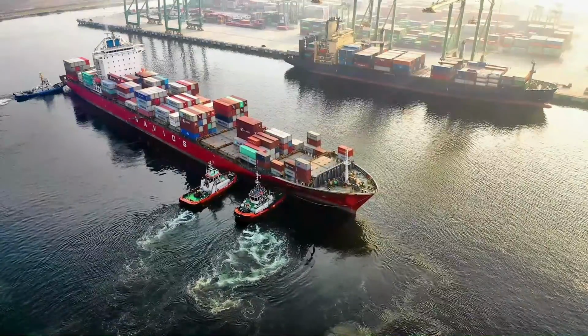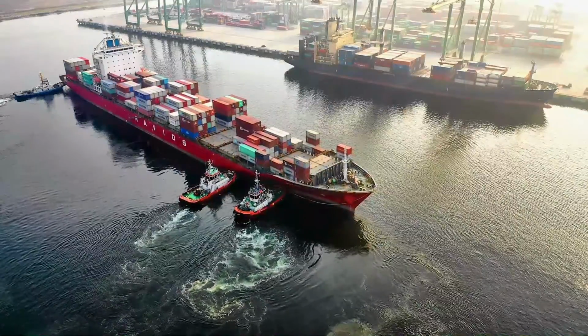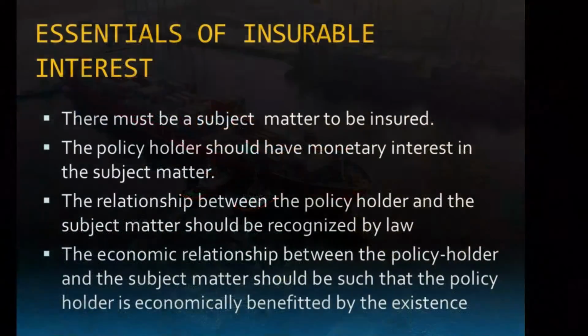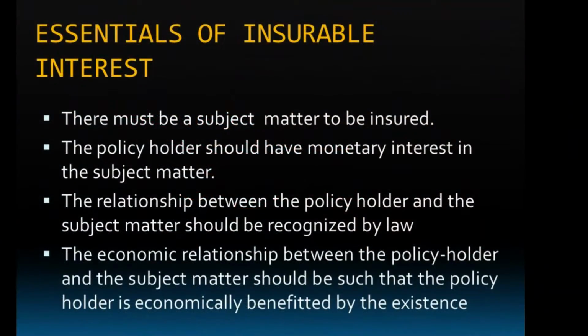Similarly, a cargo owner has an insurable interest in the goods they are shipping, while a shipper has an insurable interest in the safe and timely delivery of the goods. It is important to note that insurable interest must exist at the time the policy is taken out and must continue to exist for the duration of the policy. If the insurable interest no longer exists, for example, if the ship is sold or the goods are delivered, the insurance coverage may be canceled or reduced.